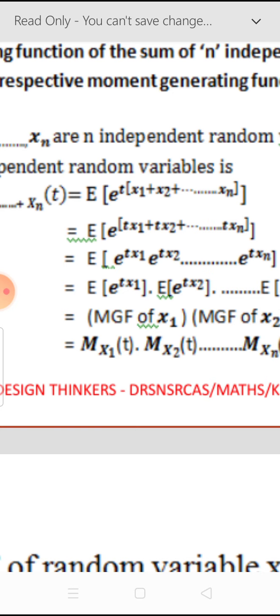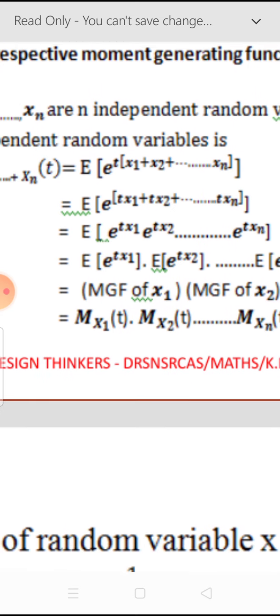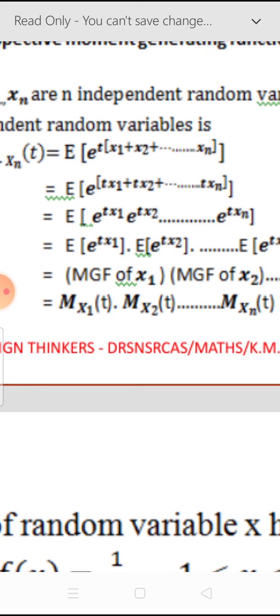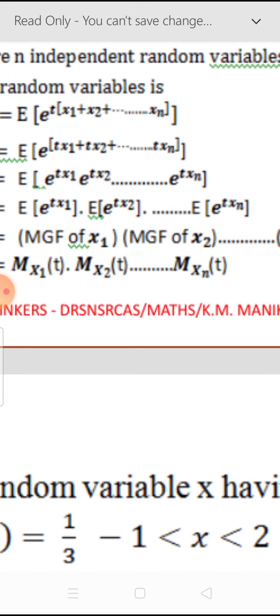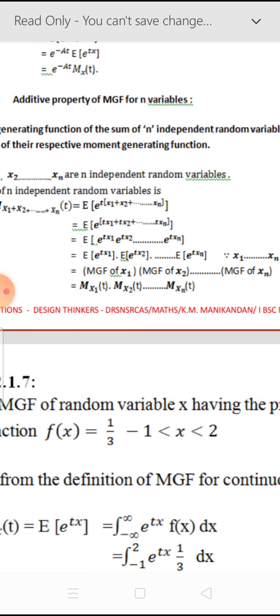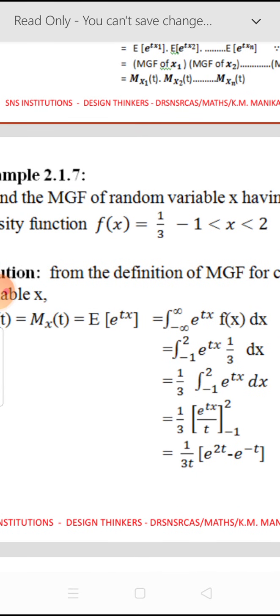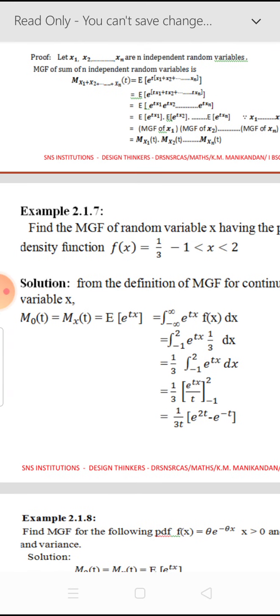Using mathematical operations, you multiply t inside with each term x1, x2, x3, ..., xn, and again applying the mathematical operations, e power tx1 into e power tx2 into etc., e power txn. Since the random variables x1, x2, x3, ..., xn are independent, we can take the expectations separately. Therefore E of e power tx1 into E of e power tx2 into E of e power txn. And these are nothing but Mx1 of t into Mx2 of t into Mxn of t. So the proof is very simple. Next we see some problems based on the moment generating function.